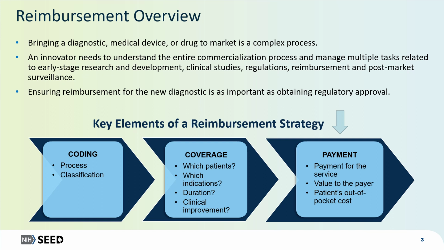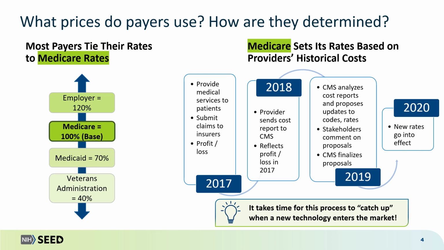Coming back to the three reimbursement strategy elements, coding, coverage, and payment, we will again anchor our conversation around payment and specifically payment for the service or product. In other words, pricing. For this section, we will cover what prices payers use to pay for medical technology and how these prices are determined. So let's walk through it step by step.